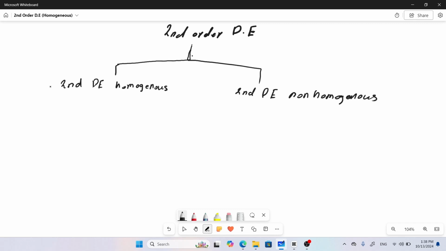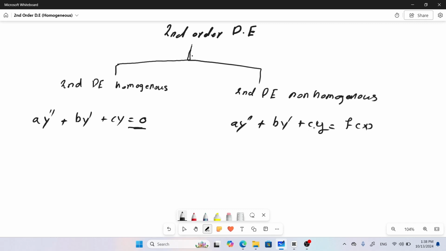Now, the second order differential equation that is homogeneous would be ay double dash plus by dash plus cy is equal to 0. Homogeneous second order differential equations are equations that equal 0, and the second order non-homogeneous equations are exactly the same. So we have ay double dash plus by dash plus cy, and that would equal a function of x. That could be a number or a function of x.